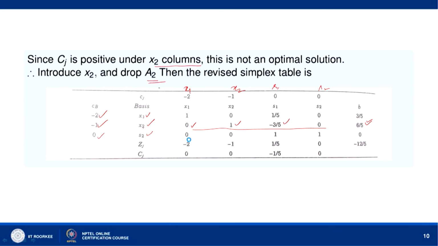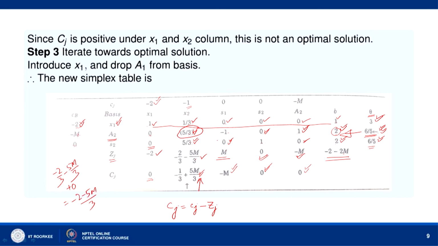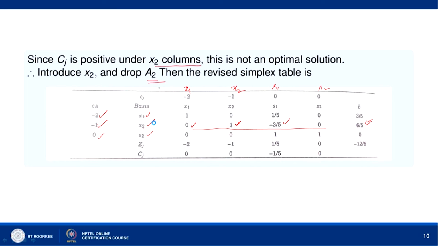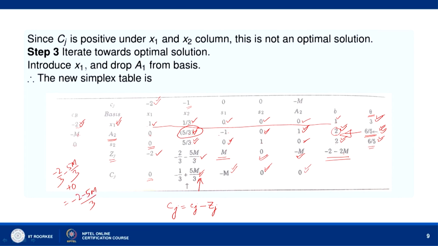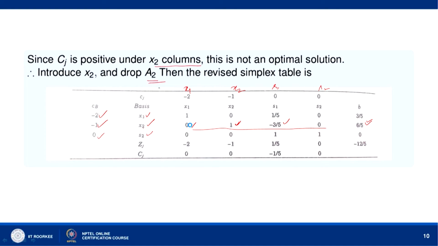So, what we do? We multiply it by 1 by 3 and subtract from this row. So, what will we have? We have 1 here, and here we have 0. We are multiplying by 1 by 3 and subtracting. So, 1 minus 1 by 3, this is 0. 0 into 1 by 3 is 0. So, we get 1 here, it is unaffected.